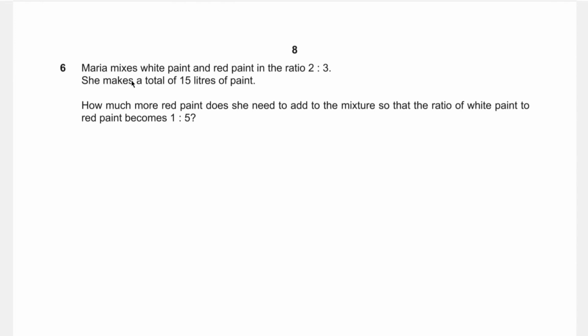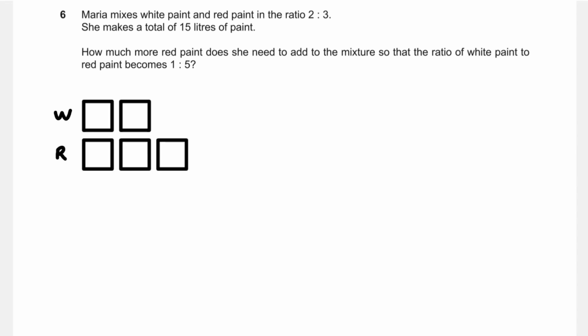Question number 6. Maria mixes white paint and red paint in the ratio 2:3. She makes a total of 15 litres of paint. How much more red paint does she need to add to the mixture so that the ratio of white paint to red paint becomes 1:5? So I've got my ratio of white to red being 2:3. I've got a total of 15 litres of paint. I've got 5 parts, which means each part will be worth 15 divided by 5, which is 3. So each part is worth 3. So for the total for white, I've got 2 times 3, which is 6. For red, I've got 3 times 3, which is 9.